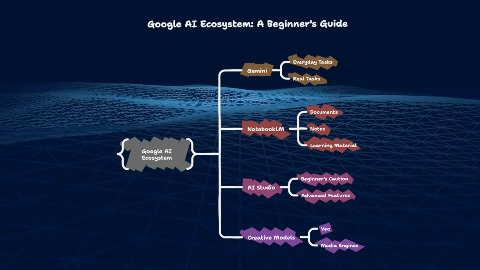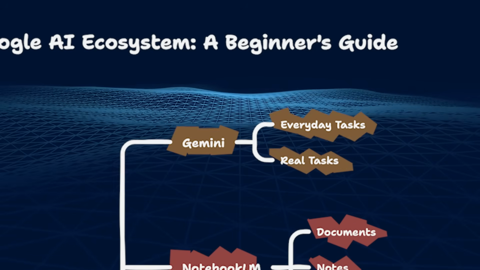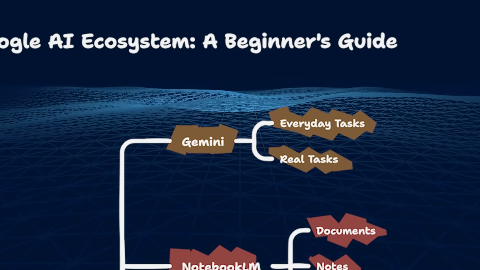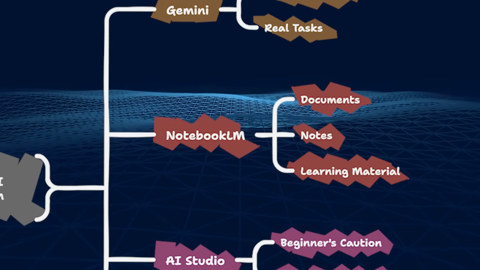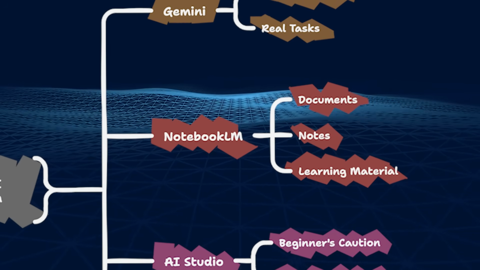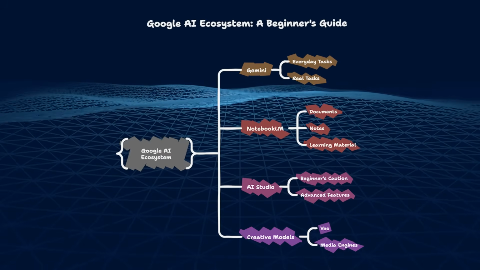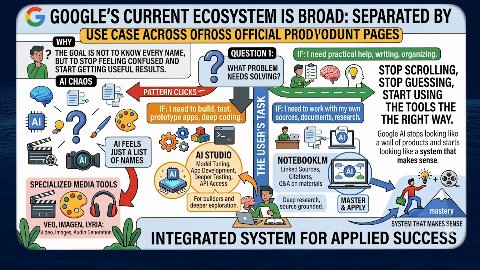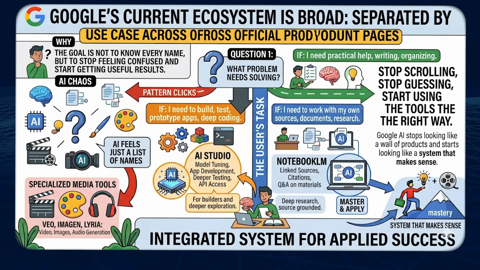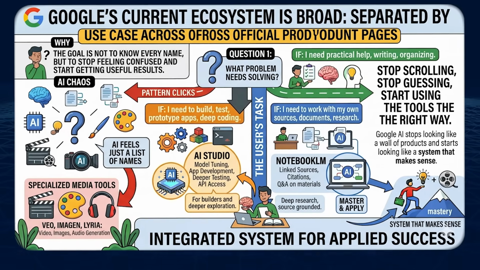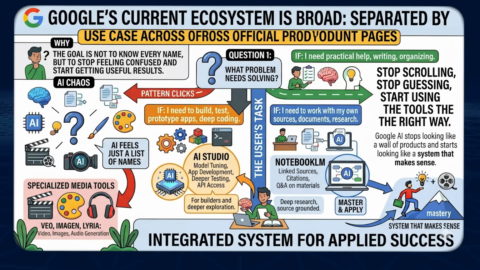So what should a complete beginner actually do after this video ends? Open Gemini first. Use it for a few real tasks. Then open NotebookLM when there are documents, notes, or learning material to work with. Ignore the pressure to test every advanced feature on day one. Google's current ecosystem is broad, and even Google separates its tools by use case across official product and model pages. Because the goal is not to know every Google AI name. The goal is to stop feeling confused and start getting useful results.